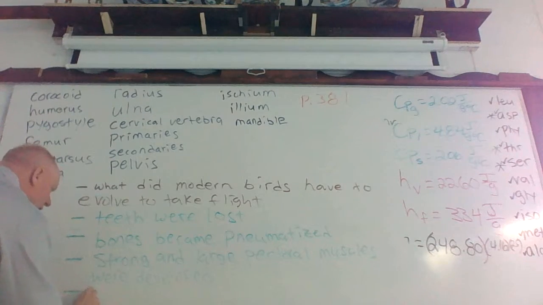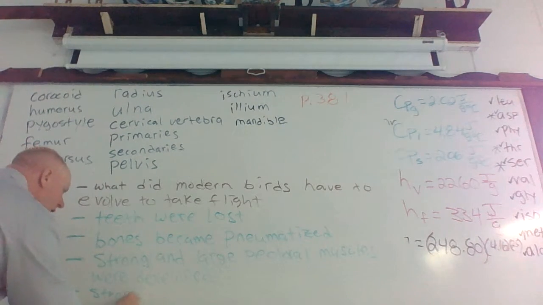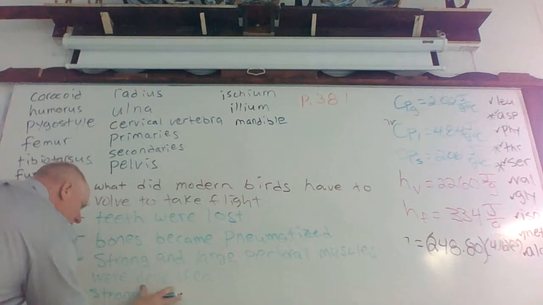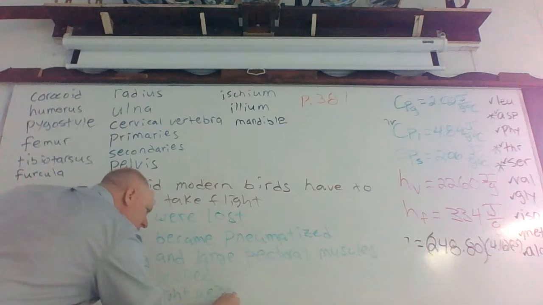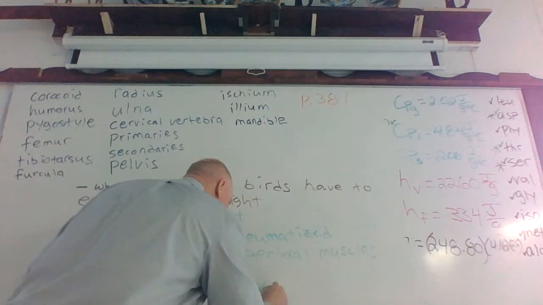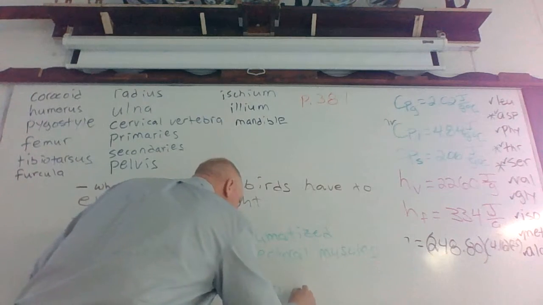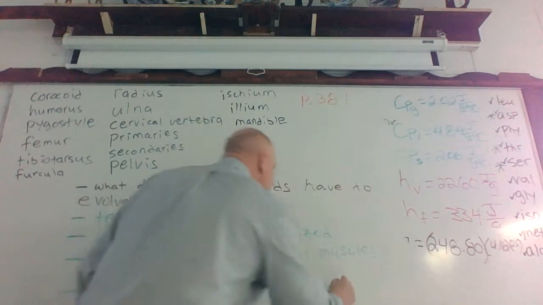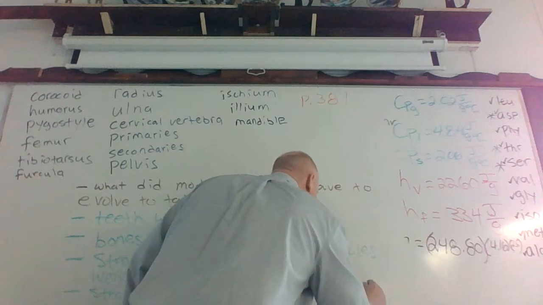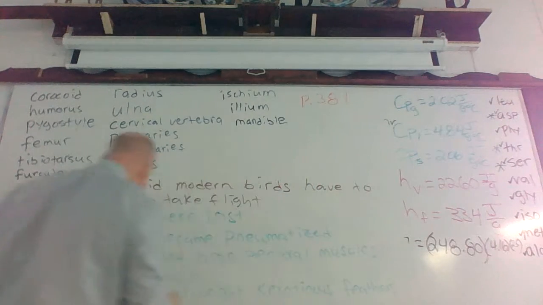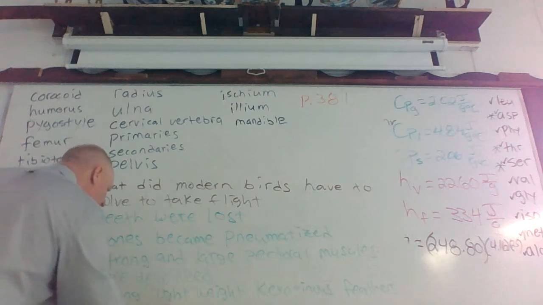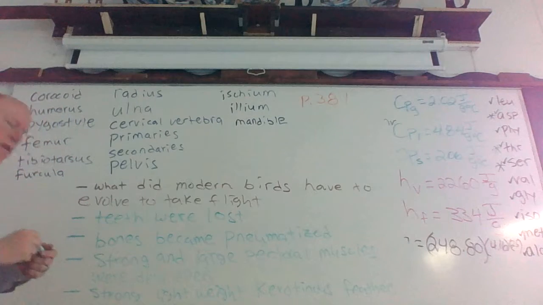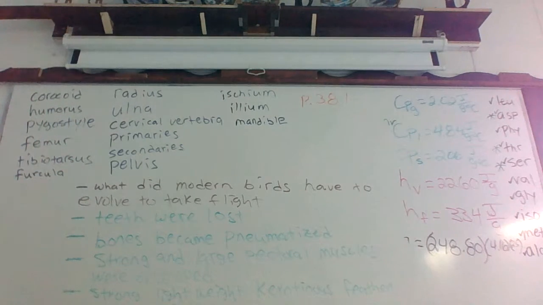We want to say strong, light weight, keratinous feathers were developed. Okay. That's it. That's what we want you to know about describing that of birds.